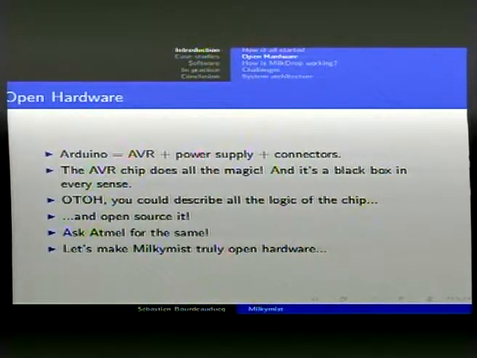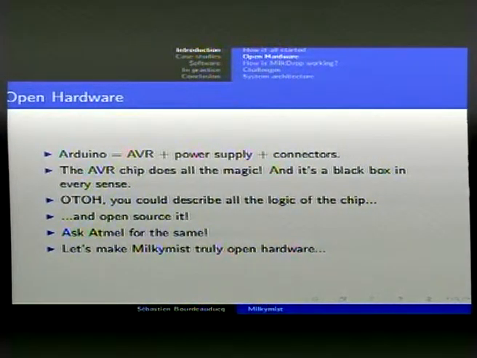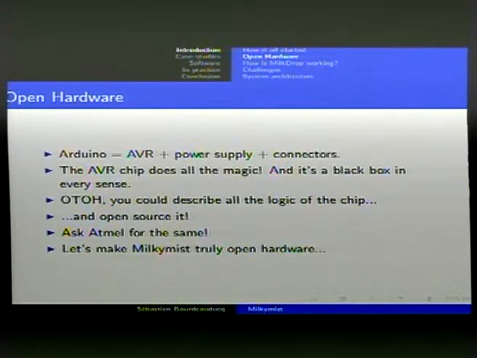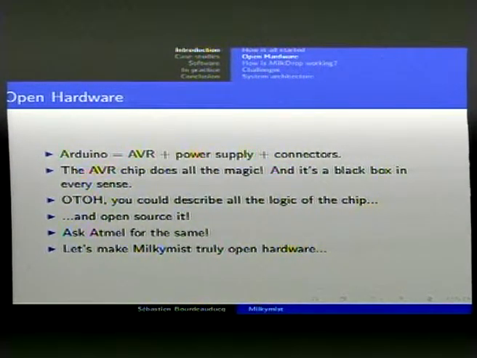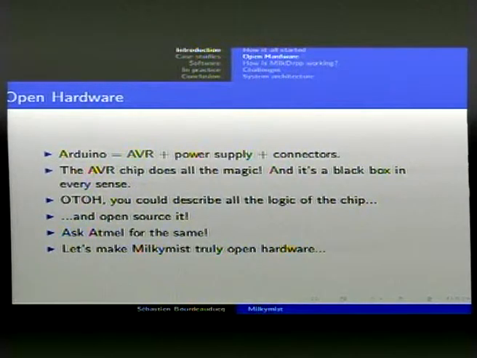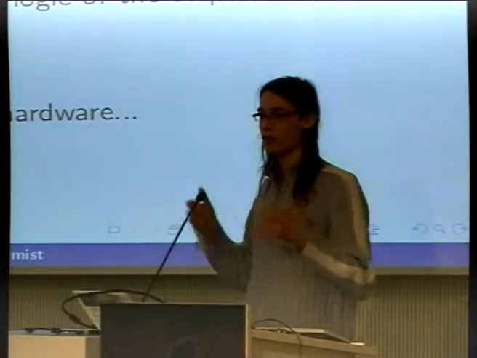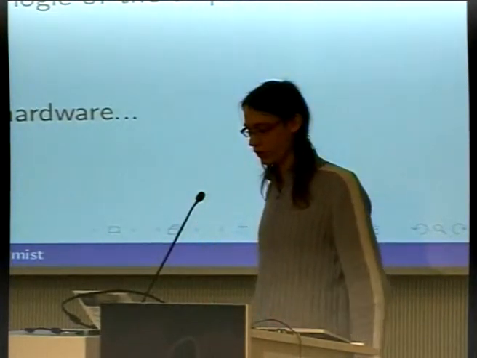So, as I said, I wanted to make something which is really open hardware. I will take, for example, the Arduino, which is often touted as being open hardware. Well, basically, Arduino is just an AVR microchip, power supply, and connectors. And in this design, the AVR chip does all the magic. Everything that the Arduino does is basically done by the AVR. And the AVR is a black box. I mean, it's a chip in every sense. You have a plastic package, and you don't really know what's inside.